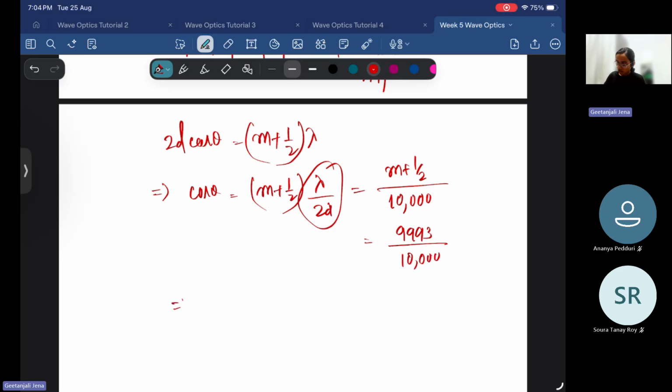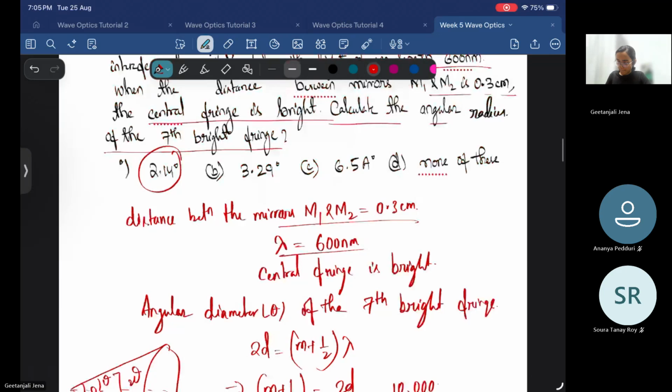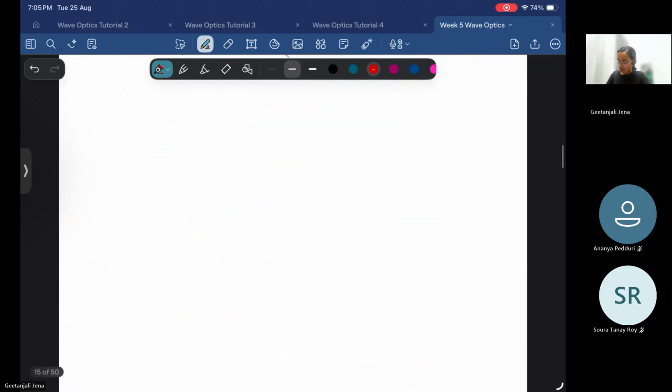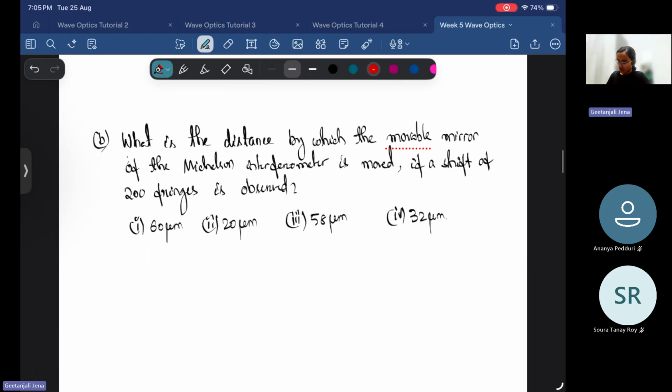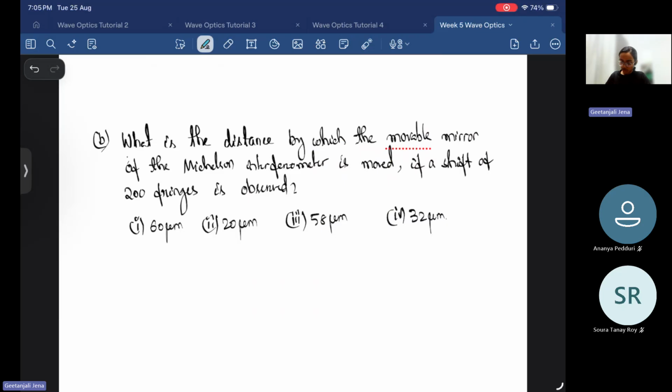So that means theta is cos inverse 0.9993, which will be 2.14 degree. Okay, so answer is option A. So let us move to the next question. The next question is also an easier one.